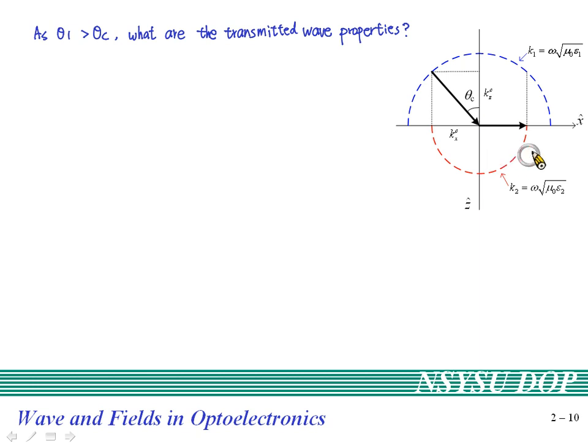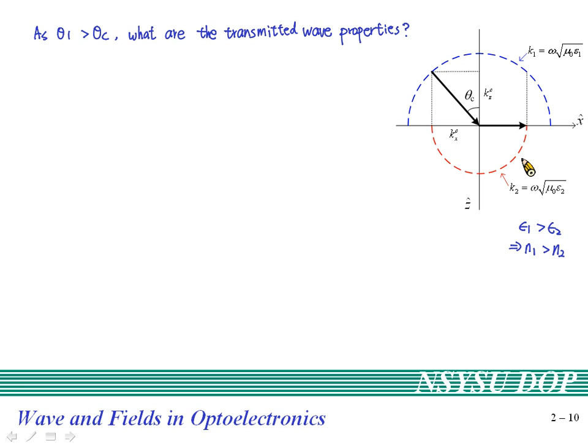In the same way, in material 2, all the k vectors from the interface to material 2 will form the red semicircle here. Okay? And because we have said that ε1 is larger than ε2, which also means that index n1 is larger than index n2, the radius of the blue semicircle is larger than the radius of the red semicircle.